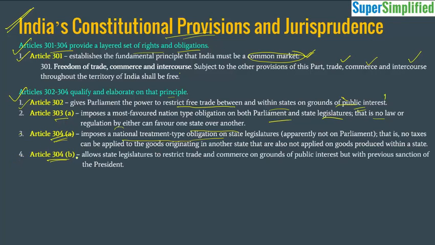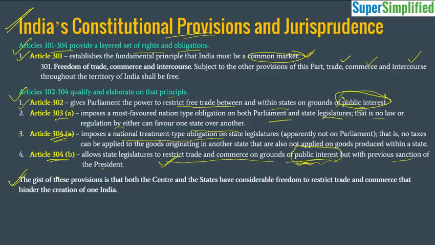Then Article 304(b) allows the state legislatures to restrict trade and commerce on the ground of public interest. So there is a power with the center also in Article 302 where they can restrict the free trade between or within the states on the grounds of public interest, and even states have that power, but they have to take the previous sanction of the president. That is another thing, but they are given the power to restrict free trade on the grounds of public interest. But this public interest is not very clear. It is up to the interpretation of the judiciary what constitutes public interest actually.